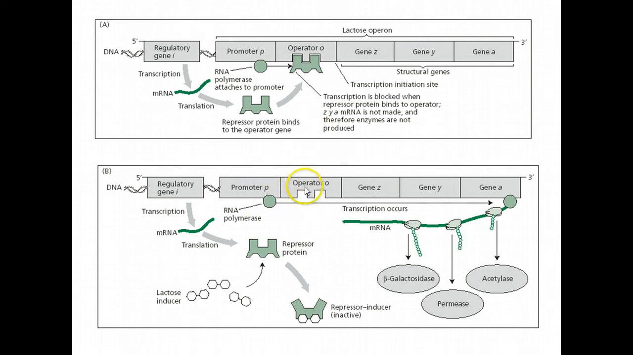So what happens if you have a mutation so that the operator is gone? The operator's been removed. It'll always make the gene products. So think of it literally as the RNA polymerase binding to the DNA and starting to move down, and it runs into a roadblock. If we take that roadblock out, then that RNA polymerase is going to just go ahead and continuously produce those genes. So even without lactose, we produce the ZYA genes. Okay?